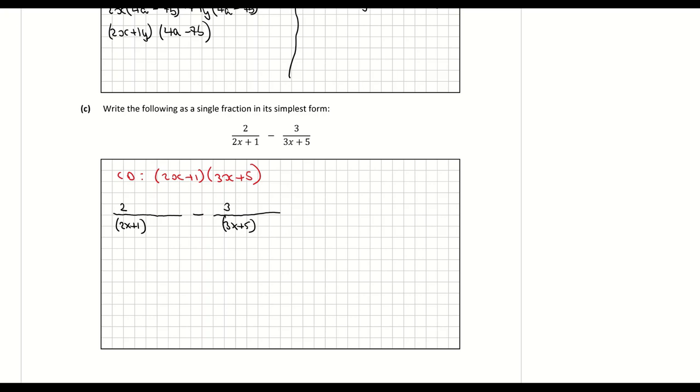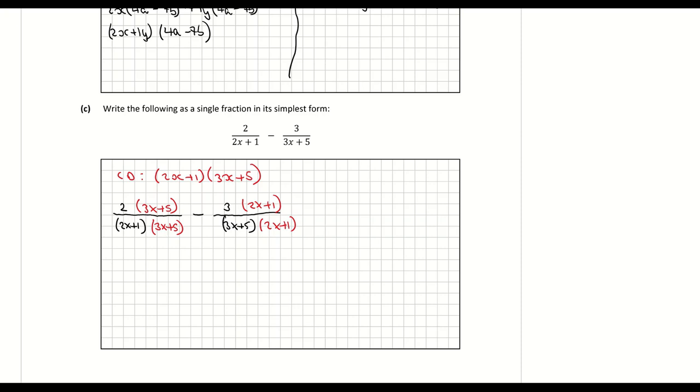Now what am I doing to my common denominator? I'm now bringing in the 3x plus 5 on the first fraction, so that means I need to multiply the top line by 3x plus 5 as well. Whatever I do to the bottom, I have to do to the top. On the second fraction, I'm bringing in the 2x plus 1 on the bottom. That's my common denominator now, but I'm bringing that in on the top also. Again, whatever I do to the bottom, I have to do to the top to balance it out.